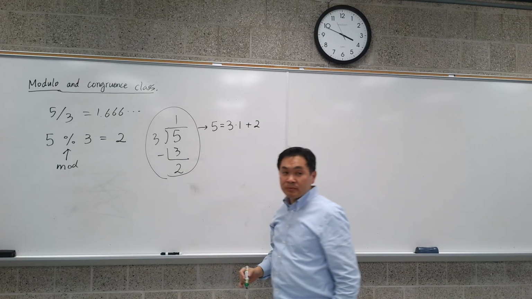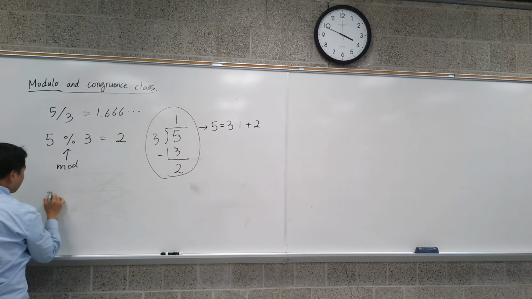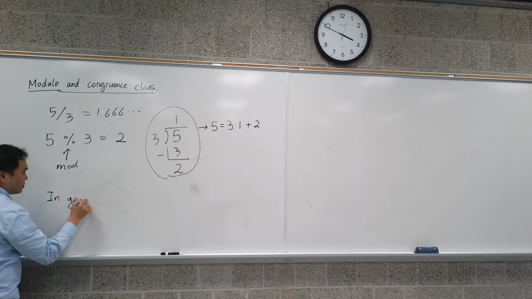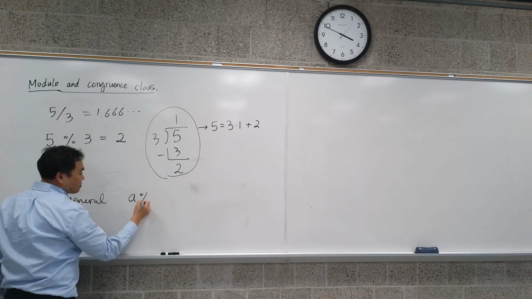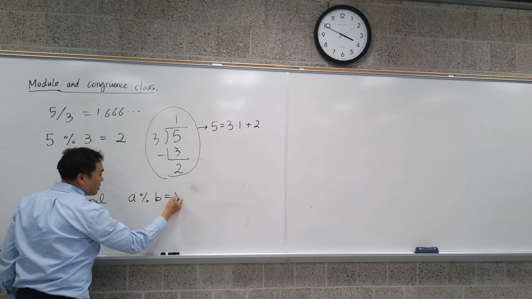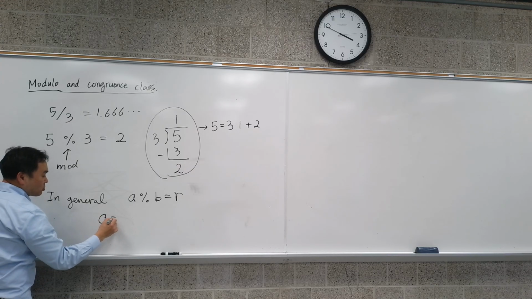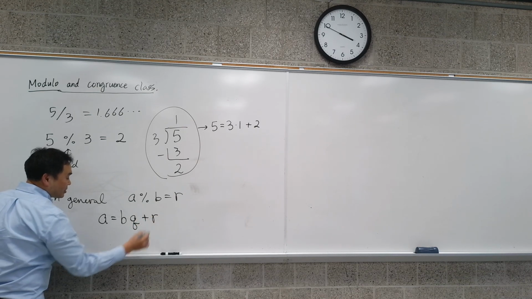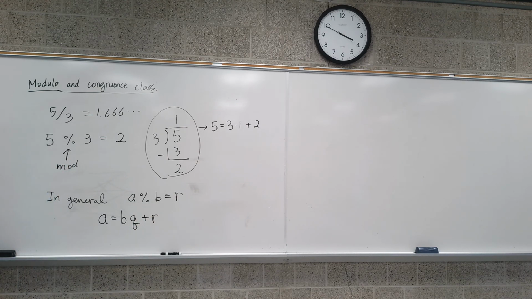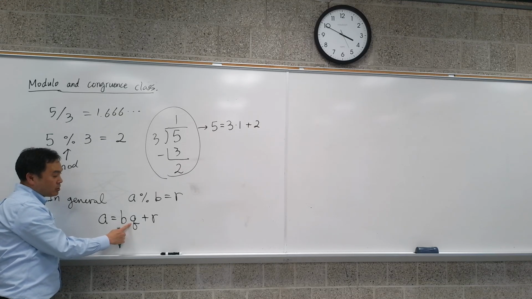So in general, if you do A % B and you get R, what that means is A is equal to B times some Q plus R, where Q is the quotient that you get when you divide, and there's some remainder.